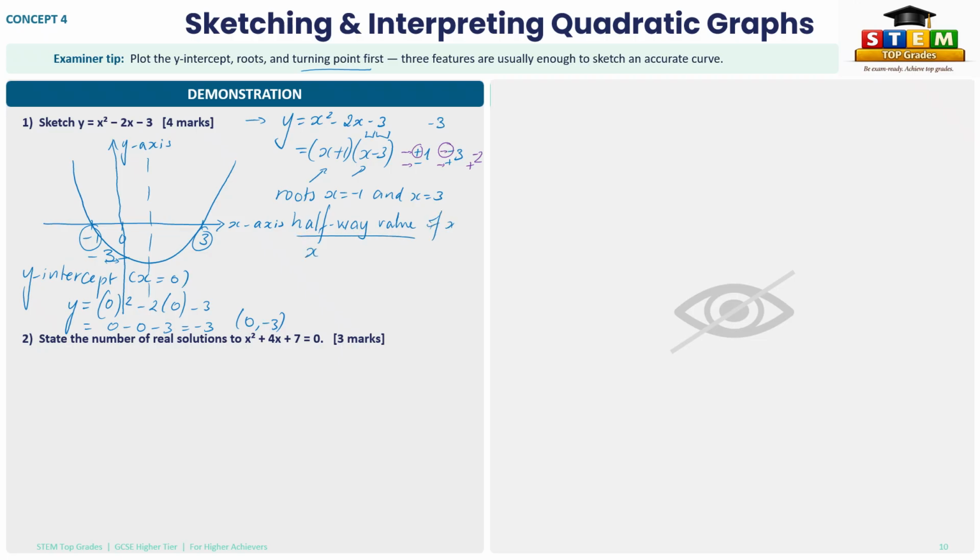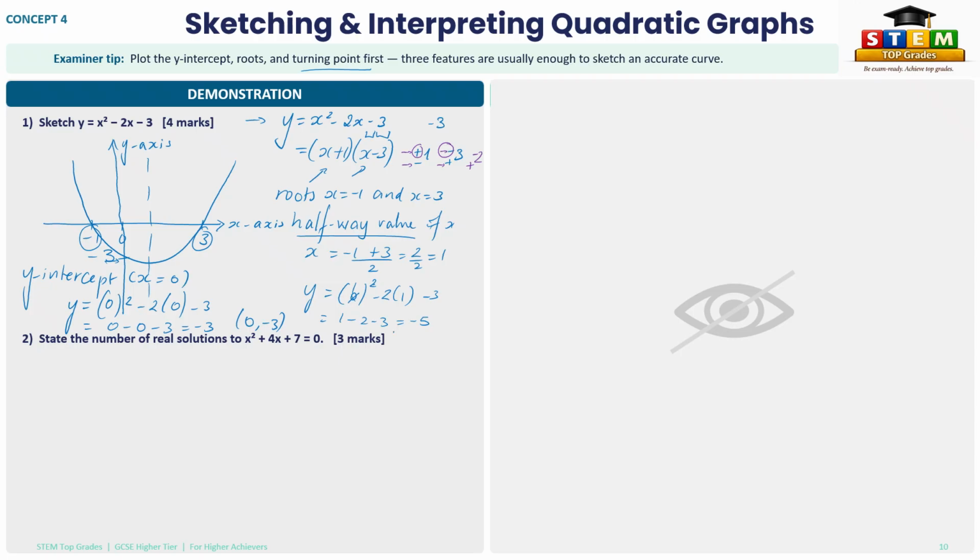So x equals negative 1 plus 3, halved. So that's 2 over 2, which is 1. And we're going to replace this in y. So y equals, not 0, sorry, it's 1 squared minus 2 times 1 minus 3, which gives you 1 minus 2 minus 3, and that ends up with minus 5.